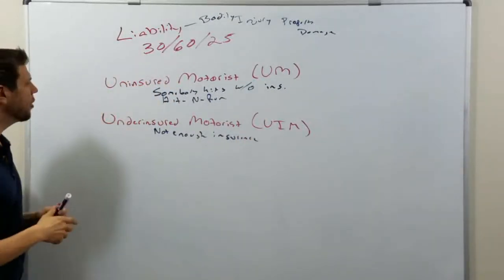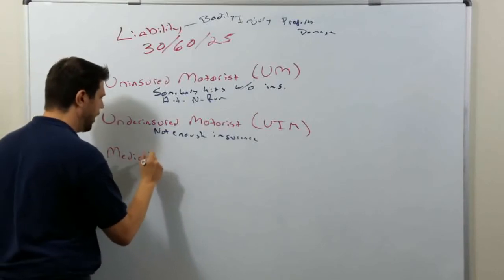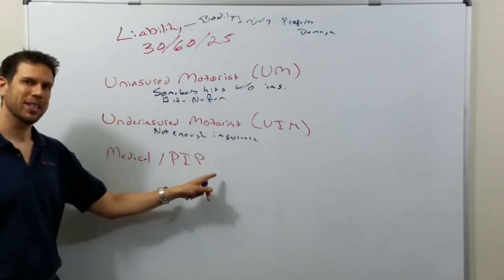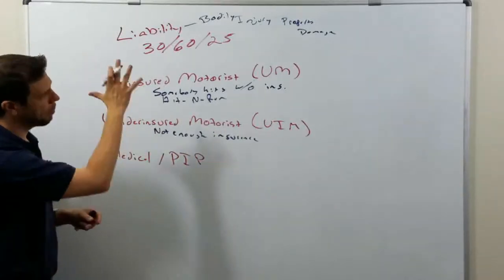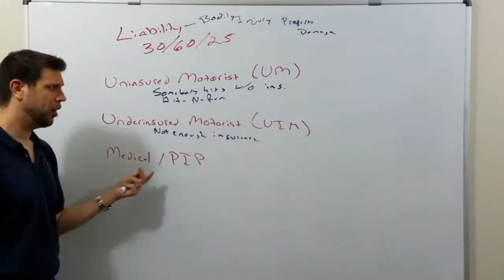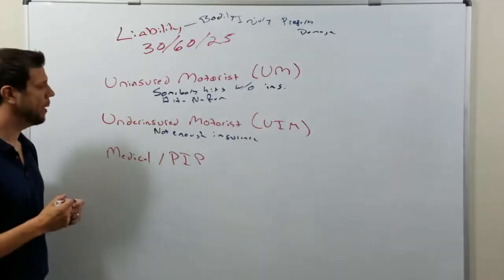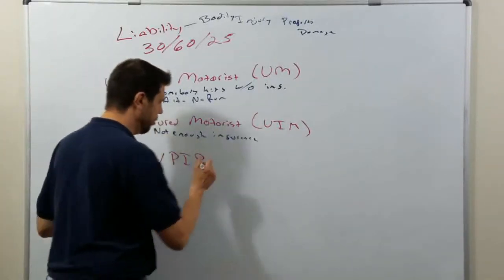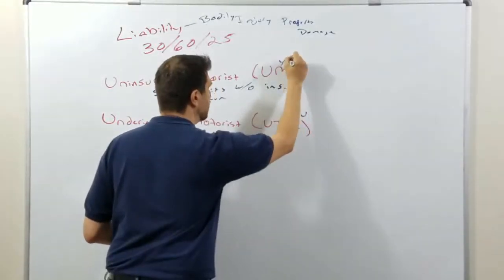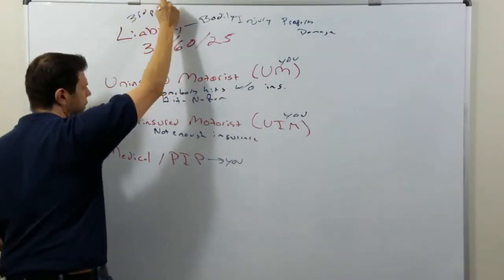There's also medical payments and PIP, known as personal injury protection. Remember, I'm going to put up a PowerPoint in a minute with all of this information. I have awful handwriting. Medical payments and personal injury protection, PIP, pay you. This one pays you as well. This one pays you as well. This one pays third party, the other guy.